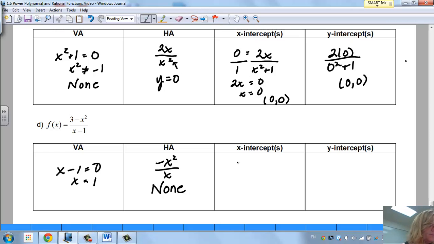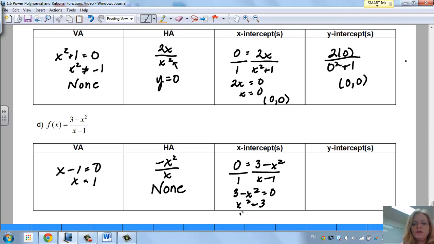X-intercept is a number, 0, so I put 0 in for y. And when I do that, cross multiply, I get 3 minus x squared equals 0. So I get x squared equals 3. So x is going to be positive or negative radical 3. So I have two x-intercepts. I have a positive radical 3, 0, and a negative radical 3, 0. Please make sure you're careful on that, because if you don't put plus or minus, you might miss one of the x-intercepts.